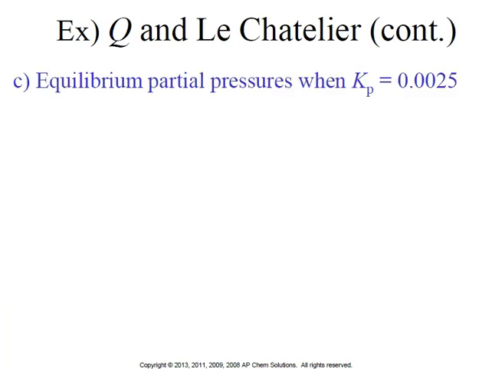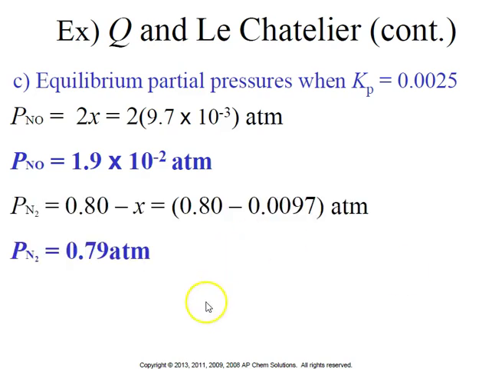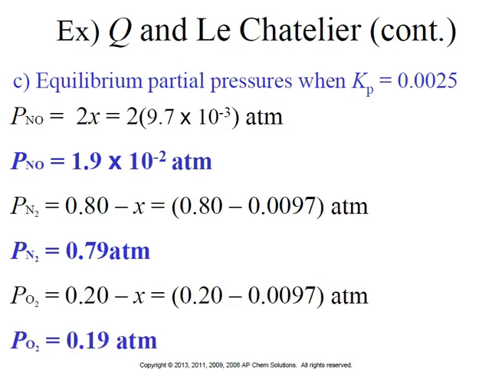All right, so we know what x is now, so we can plug that in. We have 2x for our NO, and we see that's 1.9 times 10 to the negative 2. And then for our N2 and our O2, this time the x is affecting their value. So when we subtract that x from the N2, it's now 0.79, and the O2 is now 0.19.